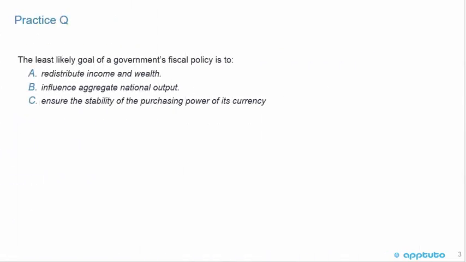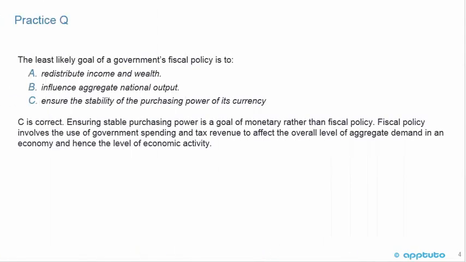Quick practice question: the least likely goal of a government's fiscal policy is to A, redistribute income and wealth, B, influence aggregate national output, or C, ensure the stability of the purchasing power of its currency. C is correct. The least likely goal of a government's fiscal policy is to ensure the stability of the purchasing power of its currency. Okay?